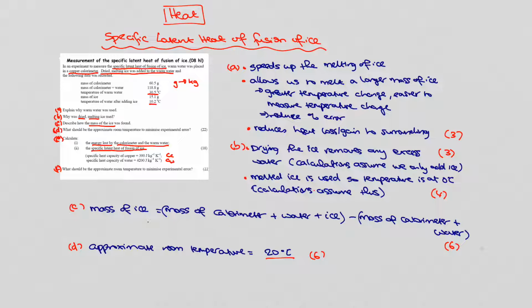Okay, so the next thing we want to do is our calculations. So we're going to go on to the next page for this. And the first part of our calculation wants to look at the energy lost by the calorimeter and the warm water. So of course we know that heat loss is going to be equal to our heat gain. And what's losing the heat is our calorimeter and the water. And what's gaining the heat is the ice.